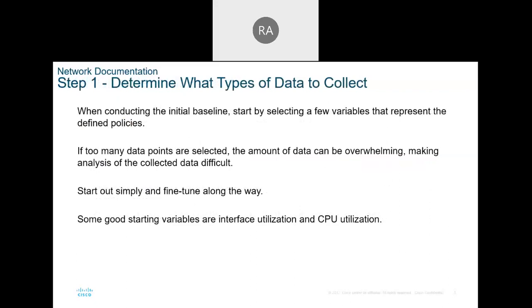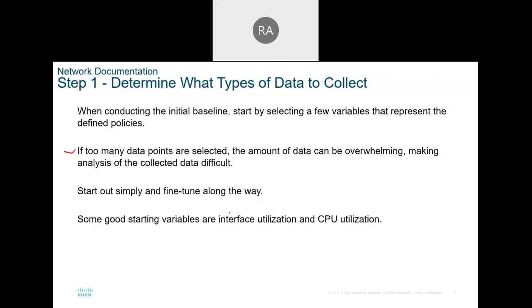When conducting the initial baseline, start by selecting a few variables that represent defined policies. That's why I say you cannot factor in everything. It depends on the policies of the organization, your area of concern or area of concentration. If too many data points are selected, look at it here, the amount of data can be overwhelming, making the analysis of the collected data difficult. So you need to be selective and be emphatic. Start out simply and fine-tune along the way.